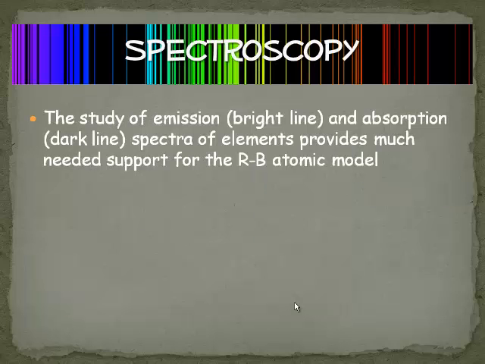Niels Bohr revived the concept of spectroscopy, studying the emission and absorption spectra of elements, which provided much needed support for what was called the Rutherford-Bohr atomic model. It's the Rutherford model because it has a small dense positive nucleus, and it's the Bohr model because this spectroscopic evidence led to Niels Bohr's organization of the electrons in energy levels around the nucleus.